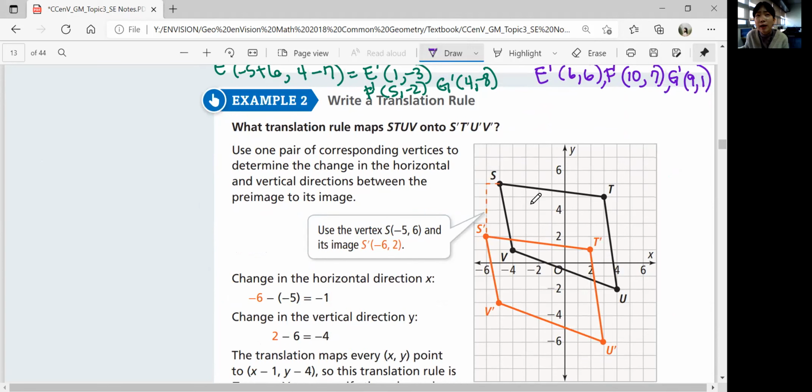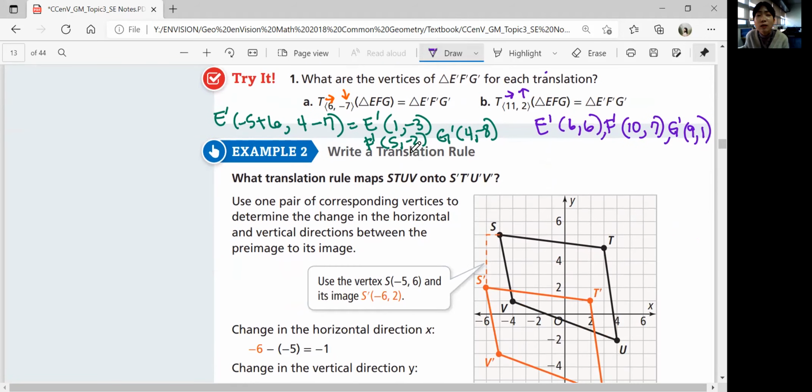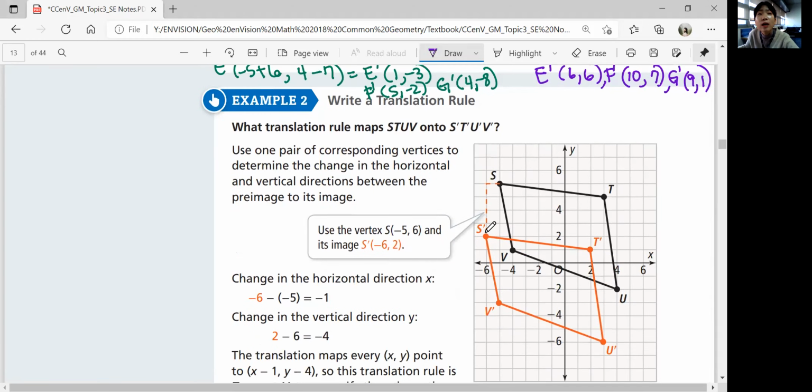All right, let's look at example 2, writing a translation rule. You should be able to write a rule for this. So if you look at a graph, you're going to write a rule like this. You already know that the symbol for translation is capital T, and then you need to include how many units they moved horizontally and vertically as the coordinate points. So look at these points. You're going to start from STUV. Your image is right here, S prime, T prime, U prime, V prime. You're going to use these vertices to see the changes in the movements.